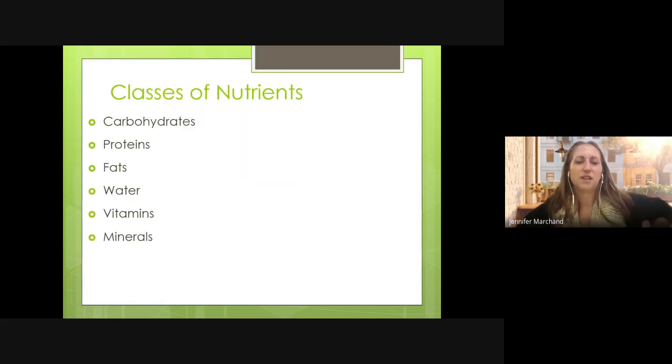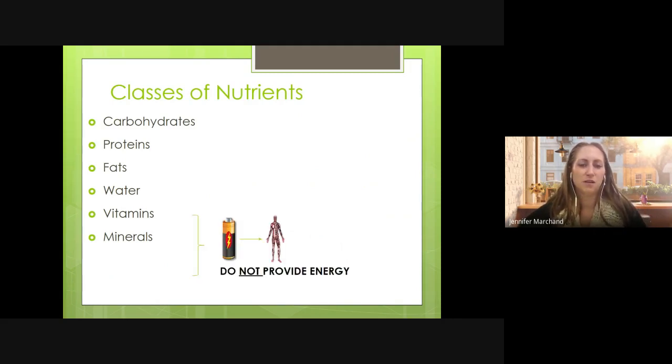So, we have different classes of nutrients. We have carbohydrates, we have proteins, we have fats, then we have water, vitamins, and minerals as well. Okay. So, the vitamins and minerals, they do not provide us any energy, and neither does the water. But the carbohydrates, proteins, and fats do provide us energy.